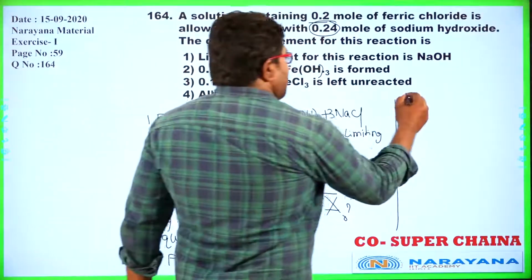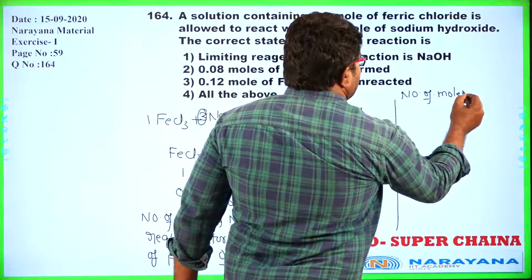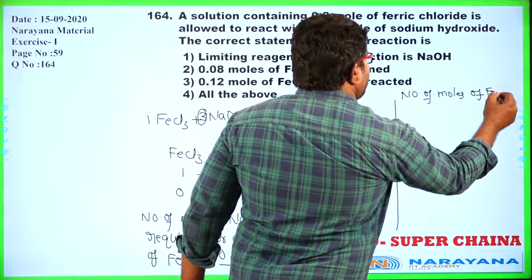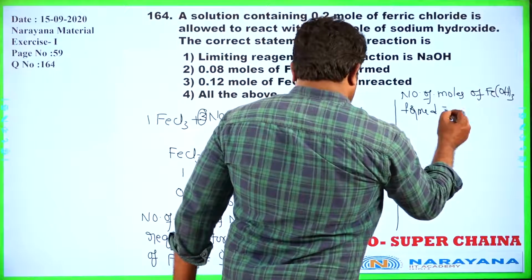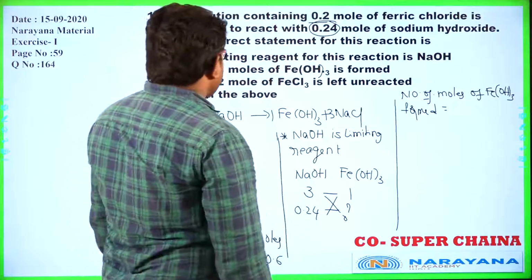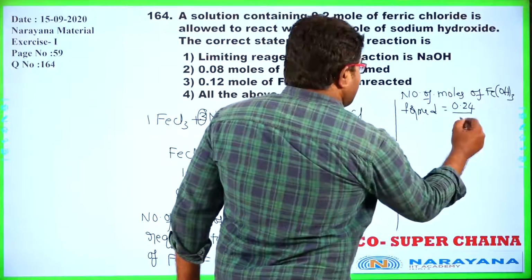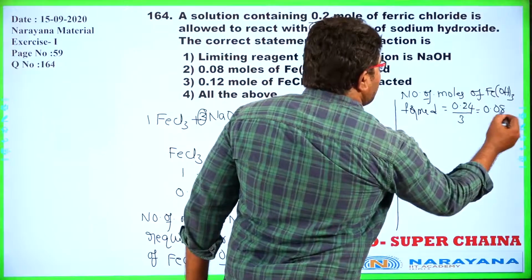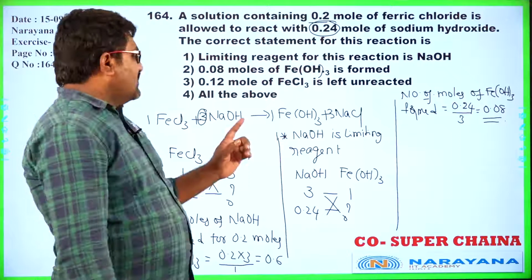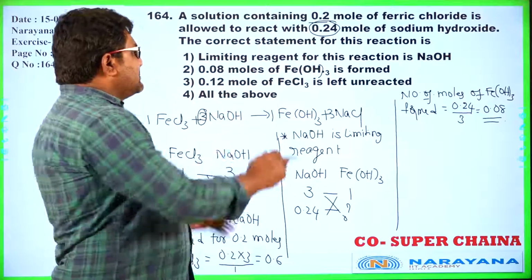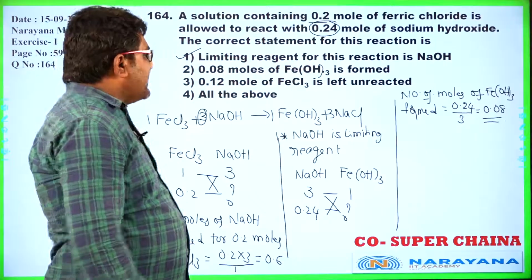So the number of moles of Fe(OH)3 formed is equal to 0.24 divided by 3, that is equal to 0.08. Okay, number of moles. So among the given options, NaOH is the limiting reagent, so the first one is correct. And how much amount of Fe(OH)3 was formed? 0.08.